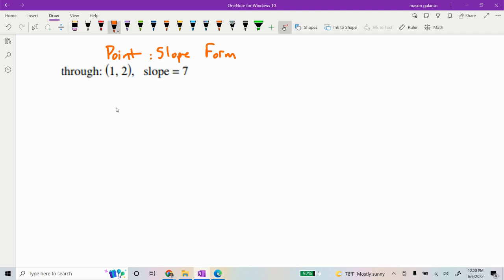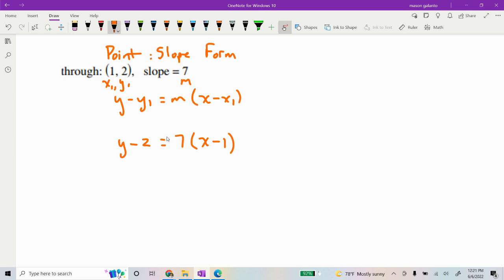Okay, so point-slope form, if we remember, is y minus y1 equals m times x minus x1. I'm given all that information. We have the point x1, y1, and our slope is m, or 7. So I'm just going to substitute here. I'm going to have y minus 2 is equal to m, 7, times x minus 1. And I pull that straight from the given information.